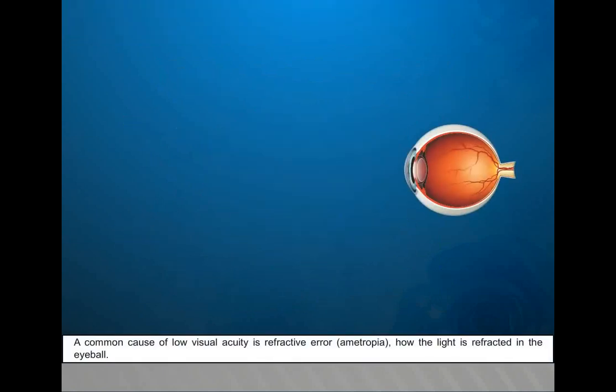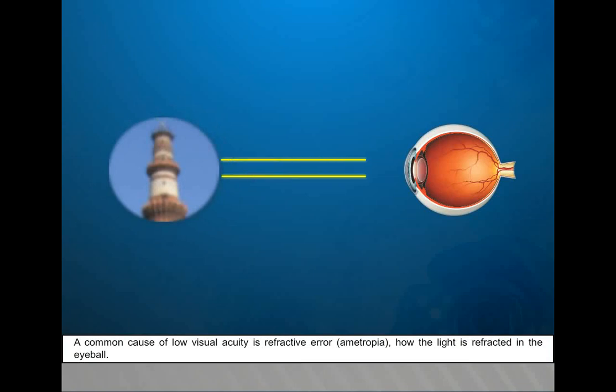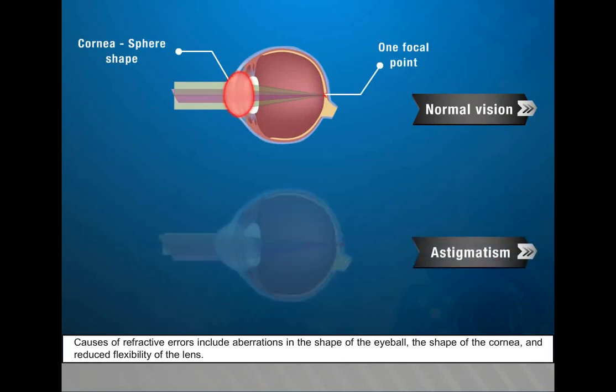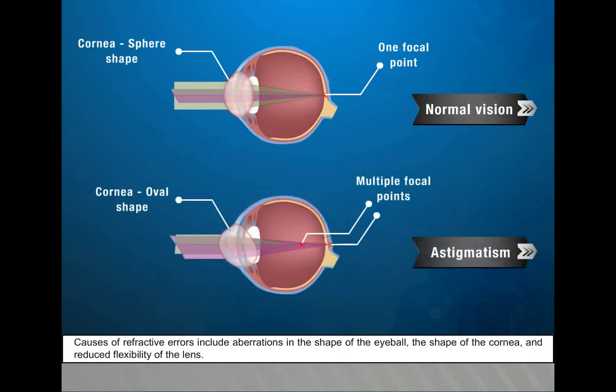A common cause of low visual acuity is refractive error, that is, ametropia. How the light is refracted in the eyeball. Causes of refractive errors include aberrations in the shape of the eyeball, the shape of the cornea, and reduced flexibility of the lens.